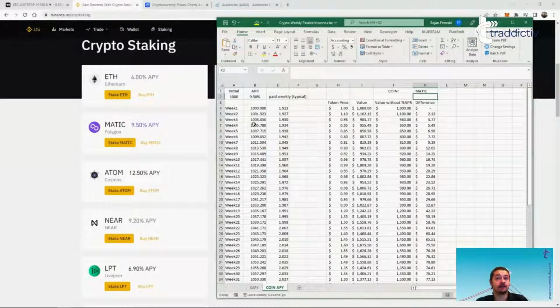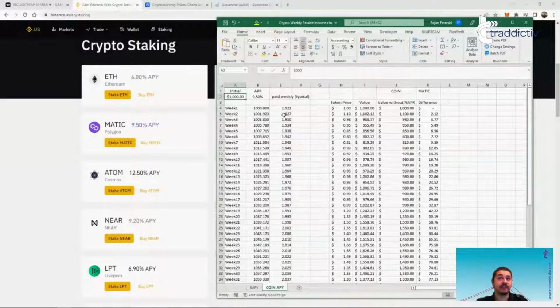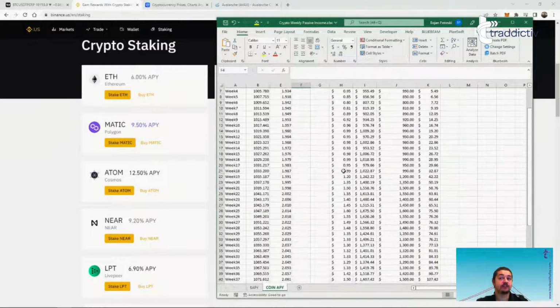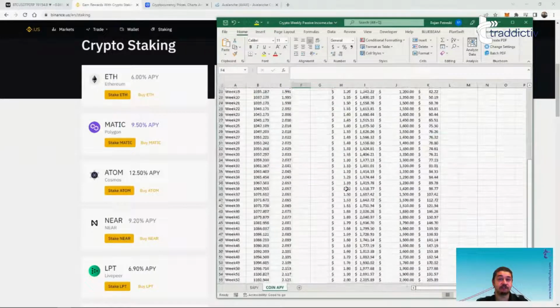That's Matic, right? Let's say your initial investment is $1,000. The APY, not R, sorry. The APY is 9.5% that gets paid out weekly. This is what you're looking at right now. So on the first week, you're going to get another 1.923 tokens, right? Not dollars, tokens. So as price fluctuates, you're actually getting that compounding effect that is so highly coveted in the space of finance.